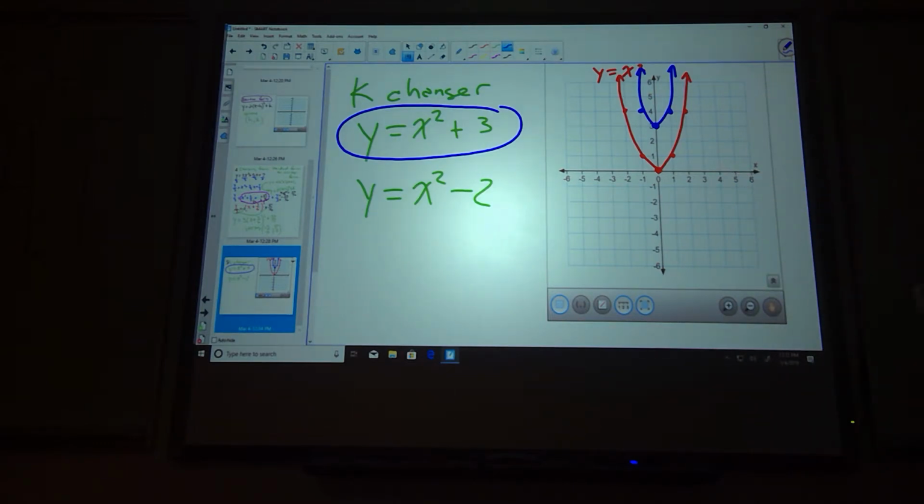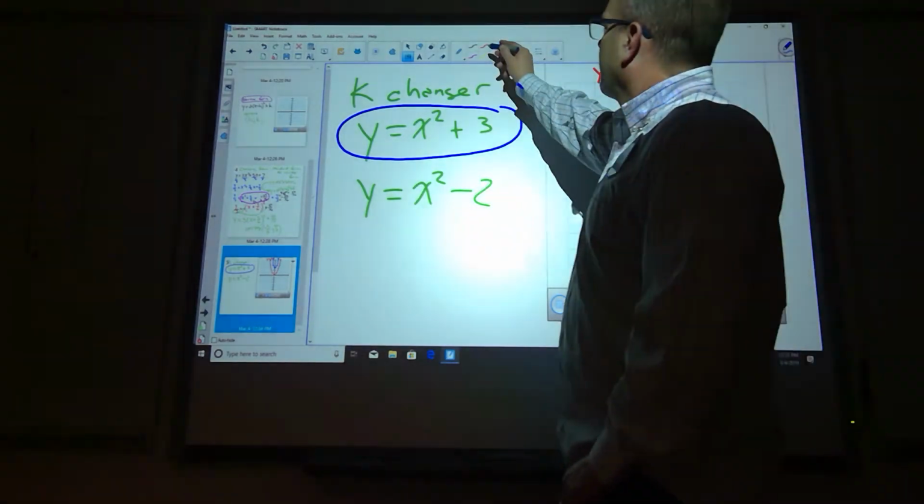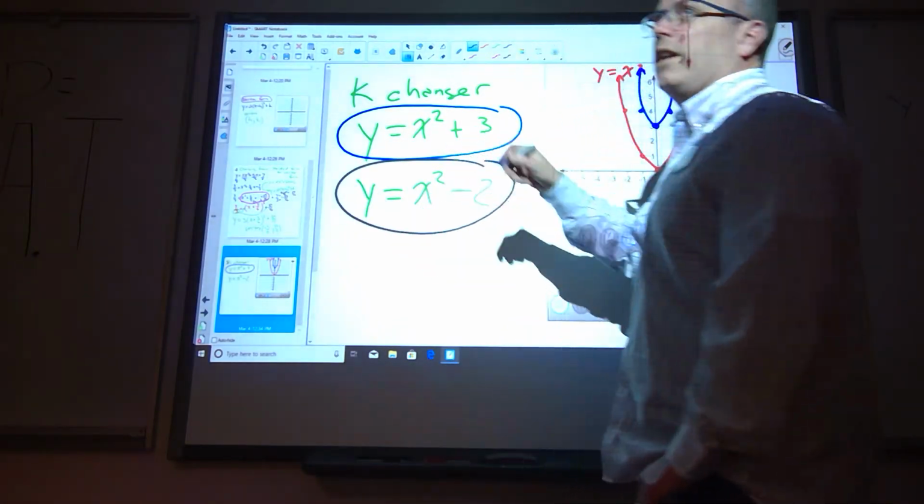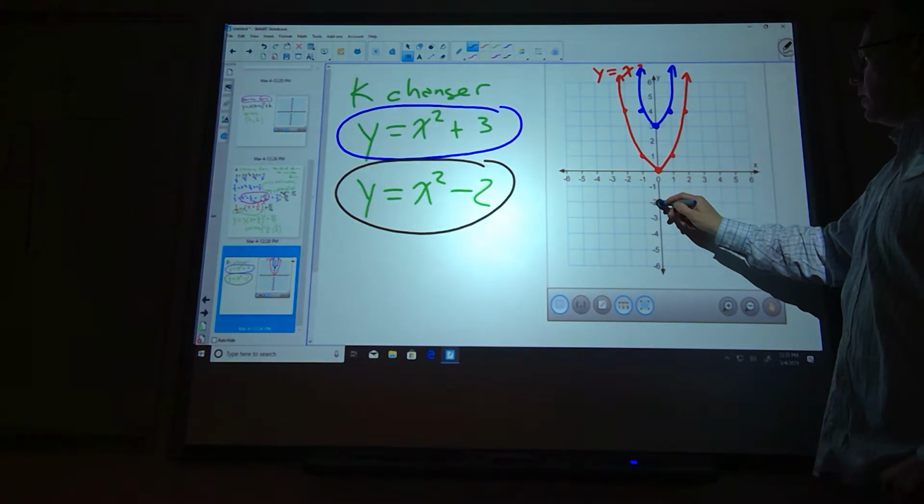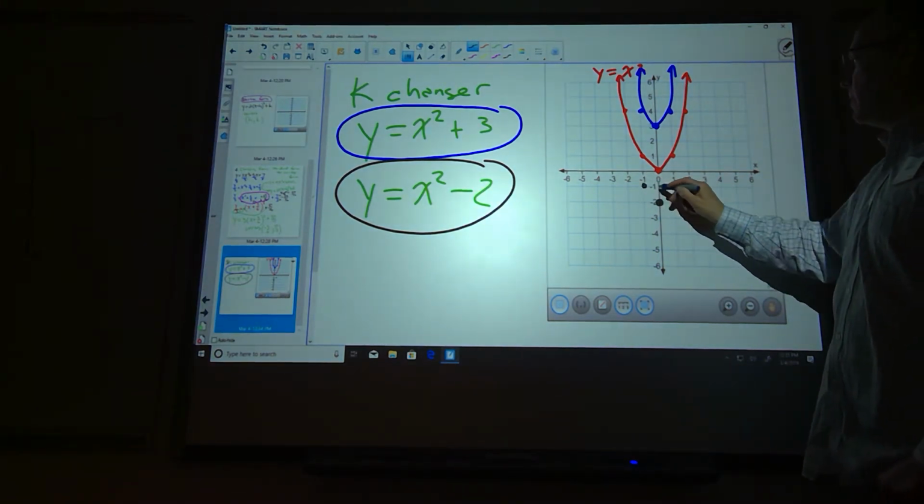So if that one moves up 3, what do you think that last one does? Move down 2. It doesn't have a b value still, so move down 2. Still pattern graphs the exact same.